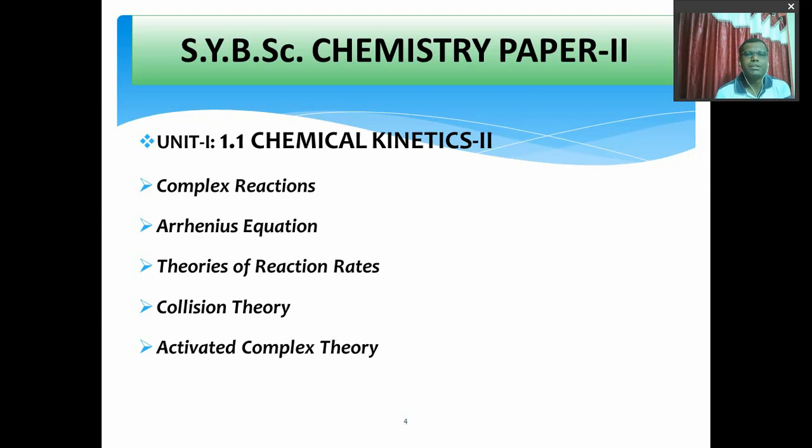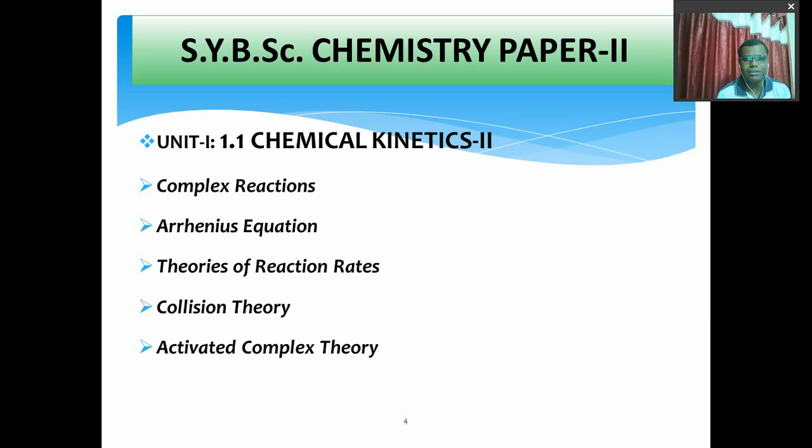Just like in FYBSc, as we studied there, the rate of any chemical reaction depends upon various factors, and one of the factors is the concentration of reactant. Rate law states that the rate of any chemical reaction is directly proportional to the concentration of reactant. But in addition to concentration, other factors are also responsible for the rate of reaction, and one of the most important factors is temperature. So what is the temperature of the reaction? That temperature also decides the rate of reaction.